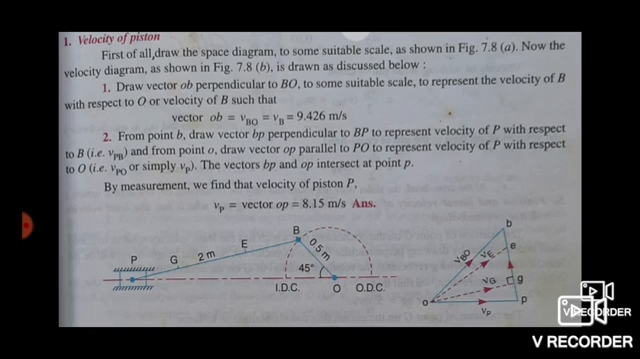From point B, draw vector BP perpendicular to BP to represent velocity of P with respect to B, that is V_PB, and from point O, draw vector OP parallel to PO to represent velocity of P with respect to O, that is V_PO or simply V_P. The vectors BP and OP intersect at point P. By measurement, we find the velocity of piston P, V_P equal to vector OP equal to 8.15 meter per second.